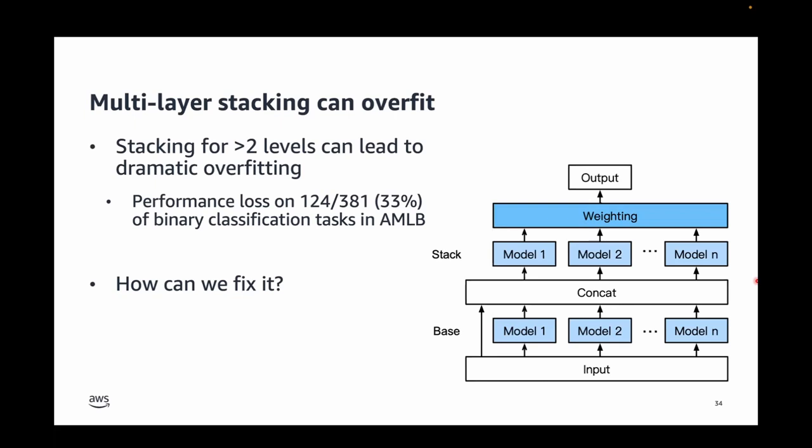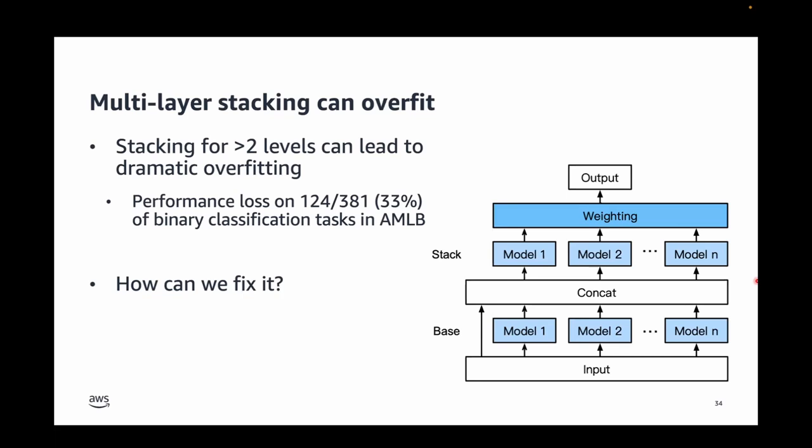But if you repeat this process two or three times, then even if you do cross validation in the second layer, the models from the previous layer have already seen all the data in your dataset. So this can really lead to overfitting. And this actually happens in practice quite a lot, especially on binary classification tasks.